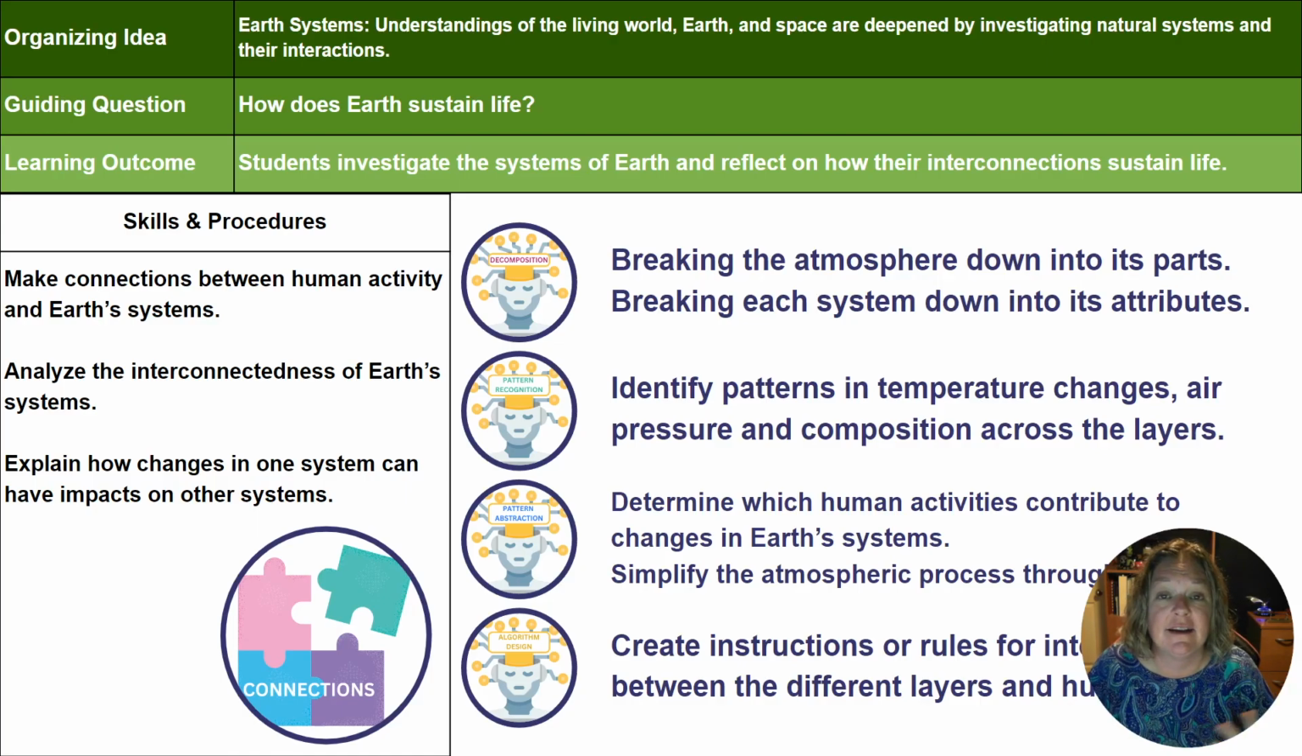Can we determine which human activities contribute to changes in Earth's systems? Now we're looking at human activities, and we're going to abstract, because humans have a lot of activities. So we want to abstract and ignore everything that doesn't contribute to some type of impact on our Earth systems. And can we simplify that down to, here are the things that fit this criteria? And simplifying atmospheric processes, which are really complicated processes, breaking those down into simple models is another form of abstraction that we're going to be doing when we're learning about Earth systems.